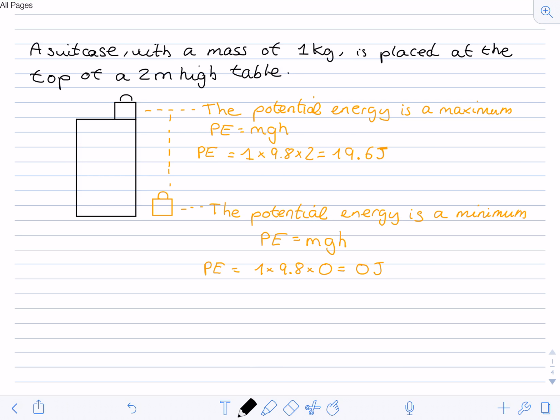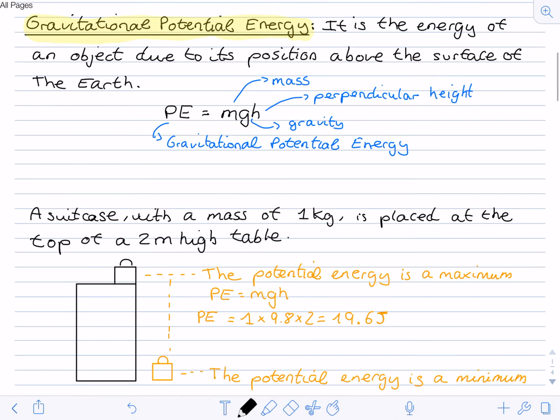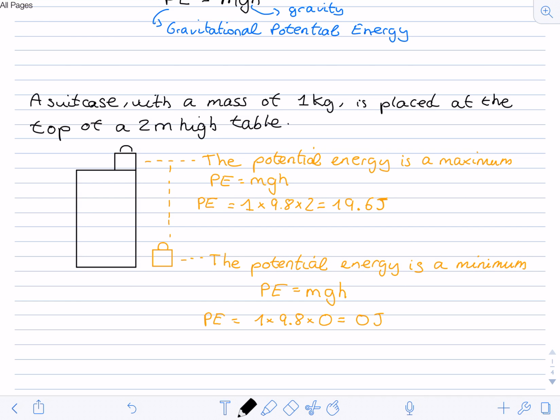So let's say we have a suitcase with a mass of 1 kilogram placed on top of a 2 meter high table. By lifting the suitcase against the force of gravity, we give the suitcase potential energy. The potential energy can be calculated using this equation. Let me just explain.